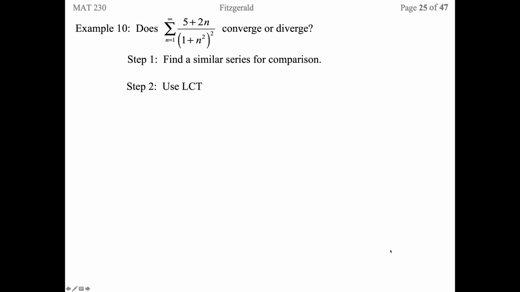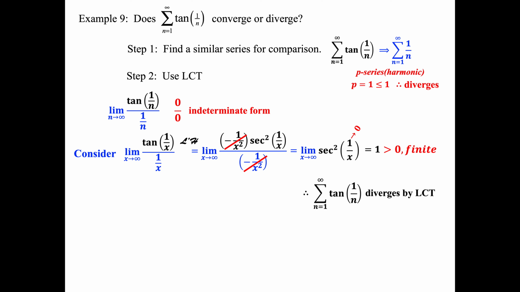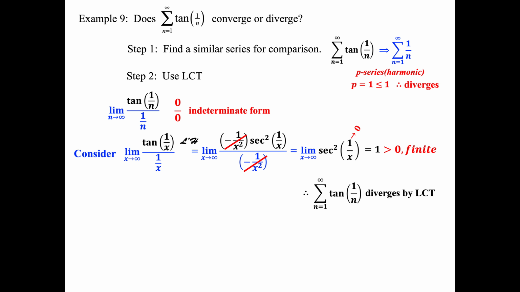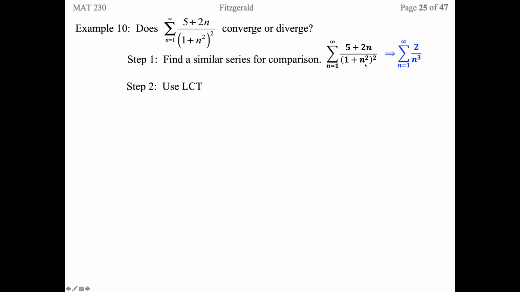Okay, example 10. Does this series with the sequence function (5 plus 2n) over (1 plus n squared) squared converge or diverge? Yeesh. All right. Dang mouse. All right, so our similar series. Let's see. What's going to be important here are these n's. These constants mean nothing. Get rid of them. So I see 2n over n to the fourth, or I can cancel one n top and bottom, 2 over n cubed. All right, so again, this is going to be a p series. 3 is greater than 1, so this converges.